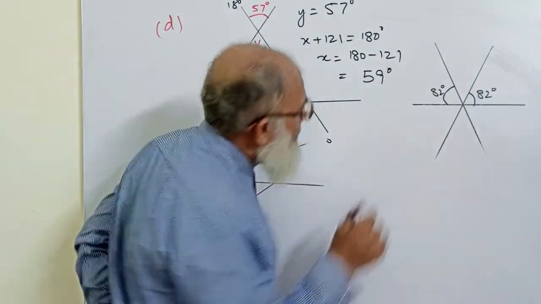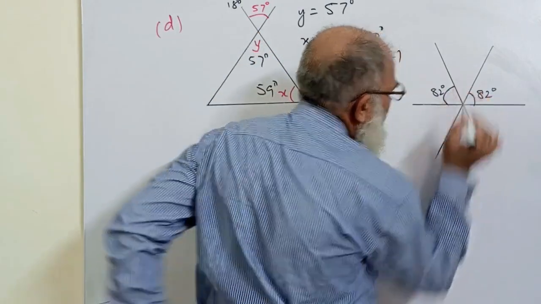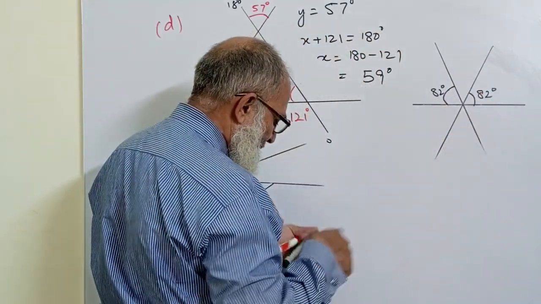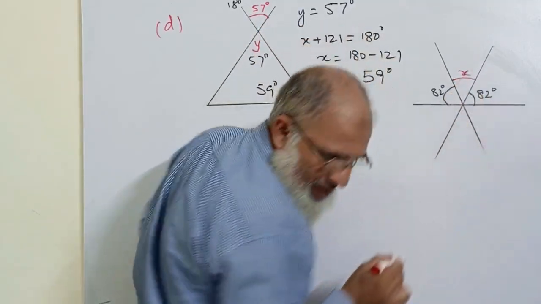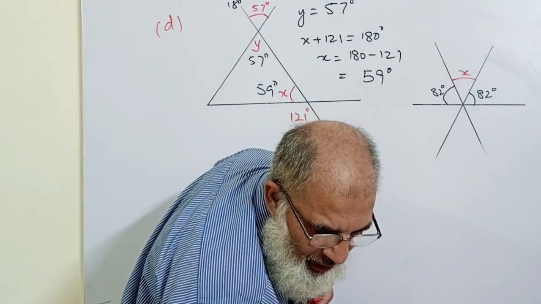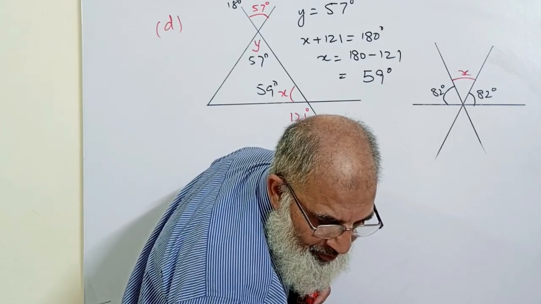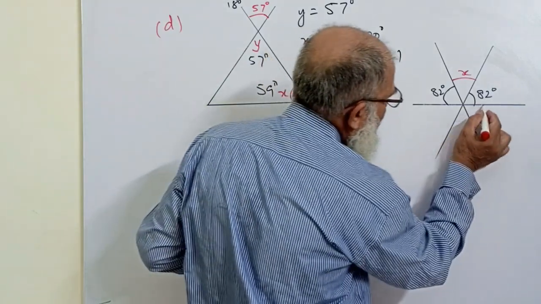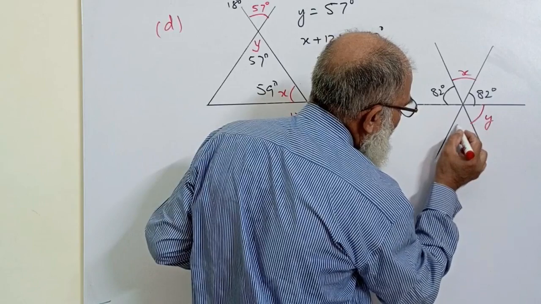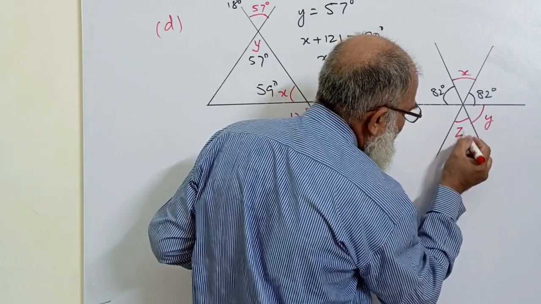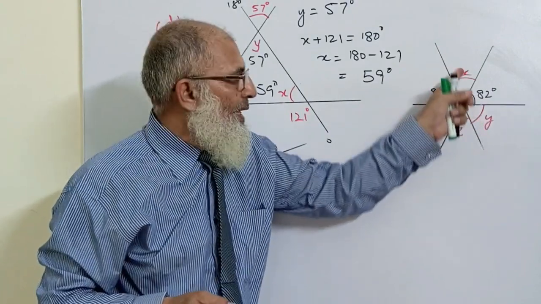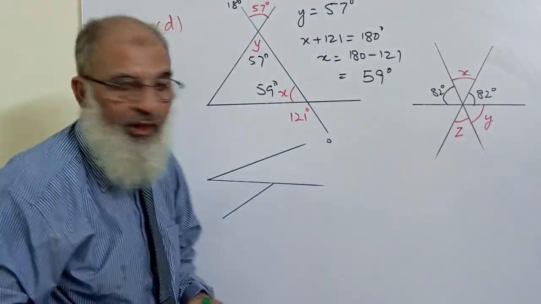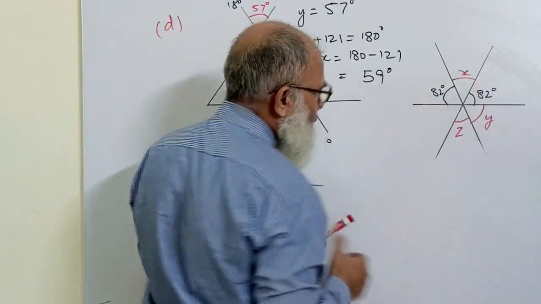x is to be found here. Now we have to find x over here, and y and z. Now we have to find this y and also this z. So we have to find three angles over here, x, y, z. It is very simple. No need to hurry.